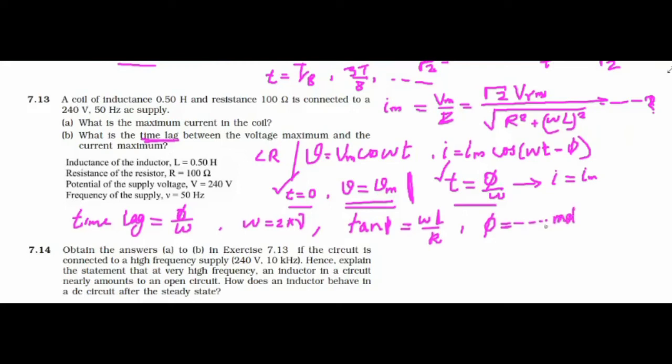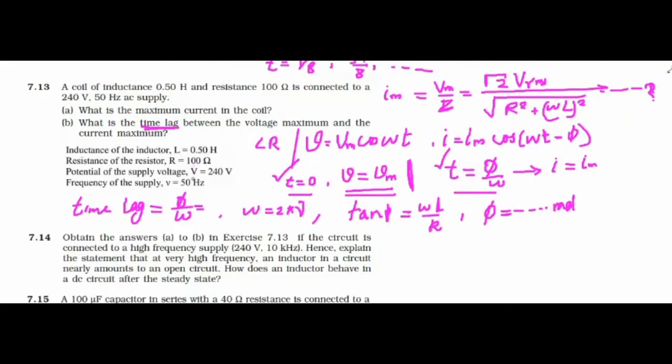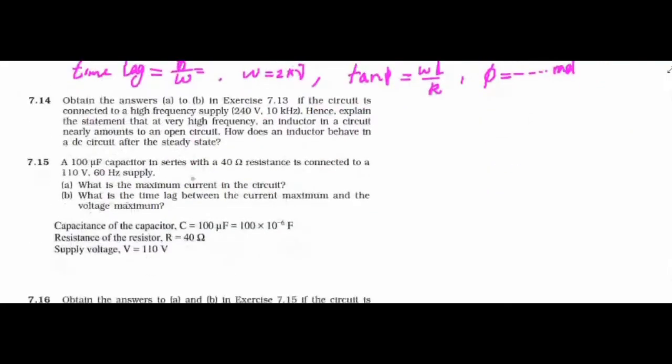If you are given degrees, then convert degrees into radians. Then substitute in this formula phi by omega so that you can find the value of time lag between maximum voltage and maximum current. Okay, now next, question 14.